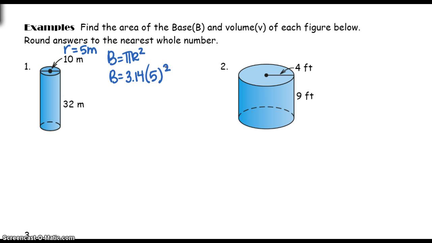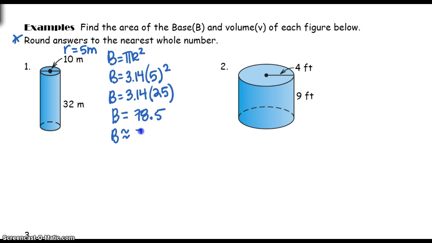So 5 squared. The next thing you want to do is work out 5 squared. And 5 squared is going to be 25. So 3.14 times 25. Then we multiplied that together into the calculator, and I got 78.5. Now, if you're rounding to the nearest whole number, 78.5 is going to round, and that means approximate, those little squigglies, to 79.